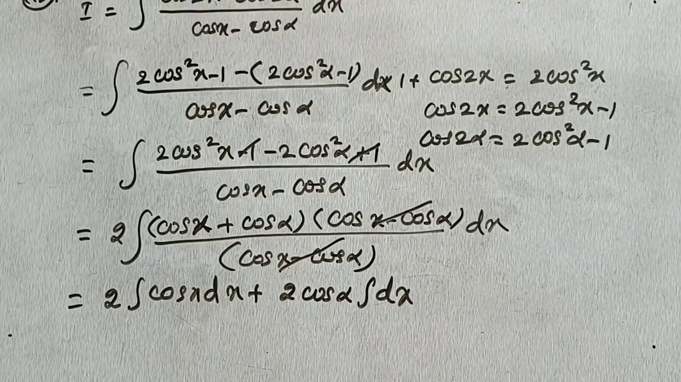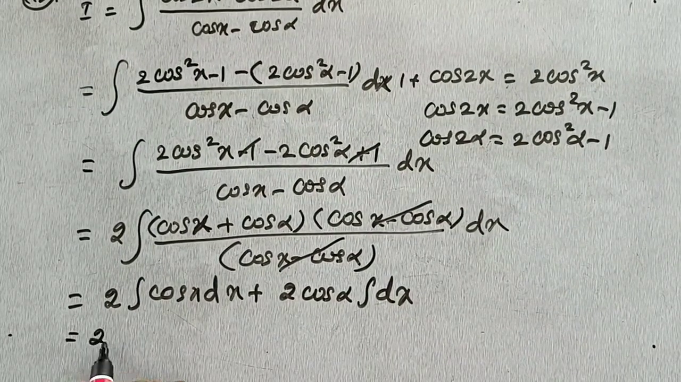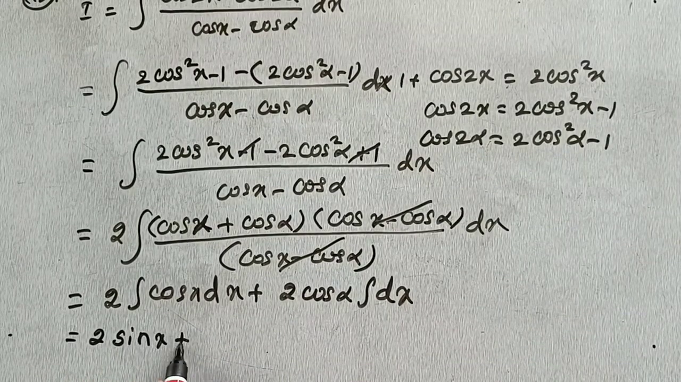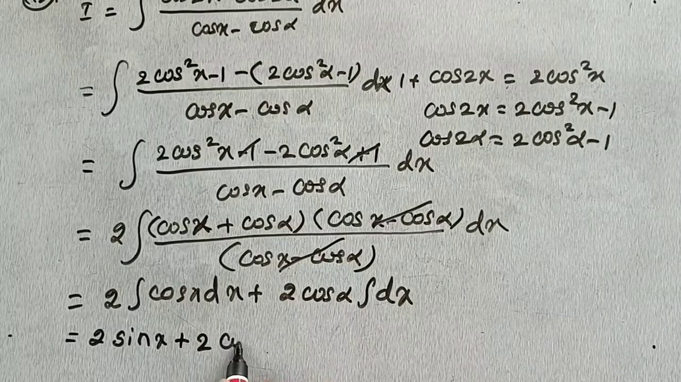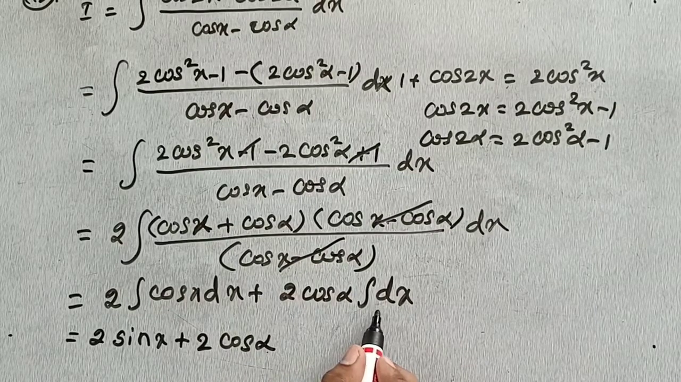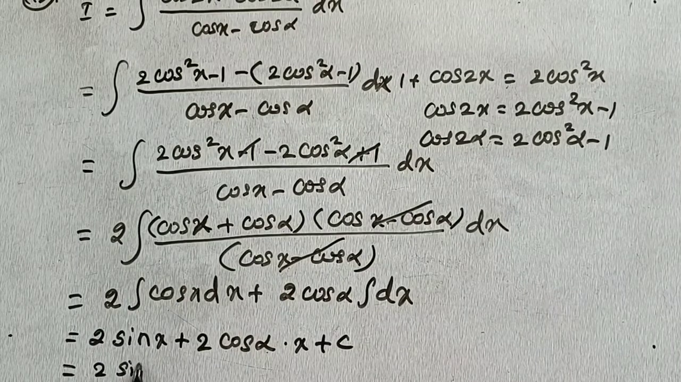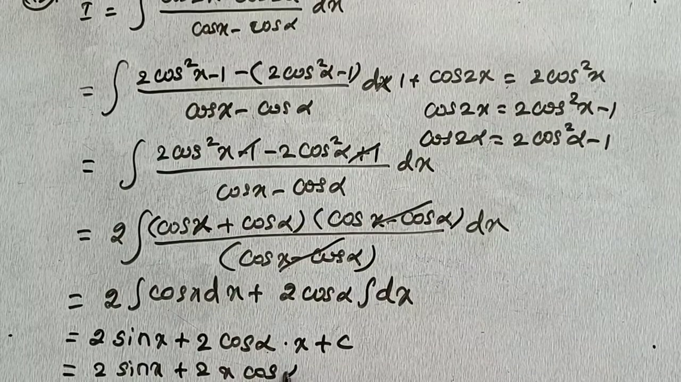Now integrating this, what will come? Integral cos x equals sin x, plus 2 cos alpha integral dx equals x will come. I can multiply x before or after, no problem. x plus c, that is 2 times sin x plus 2x into cos alpha plus c is the answer.